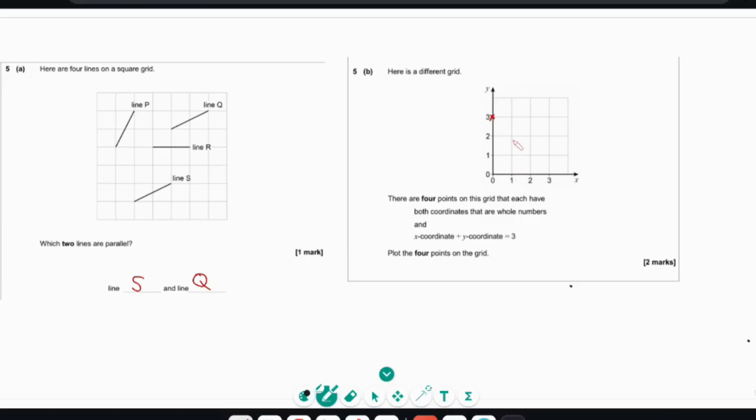X coordinate 1, y coordinate 2. X coordinate 2, y coordinate 1. This one, 2 add 1 is 3, 1 add 2 is 3. And this one here, x is 3, y is 0, 3 plus 0 is 3.